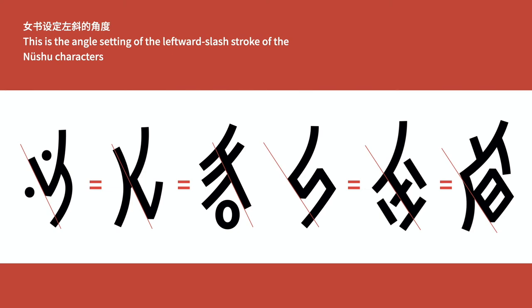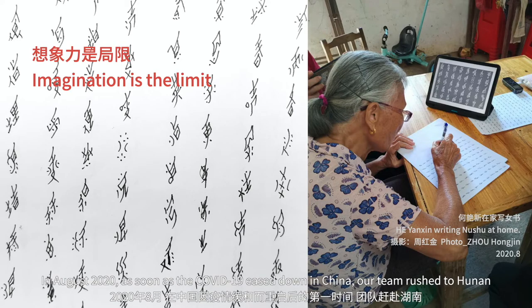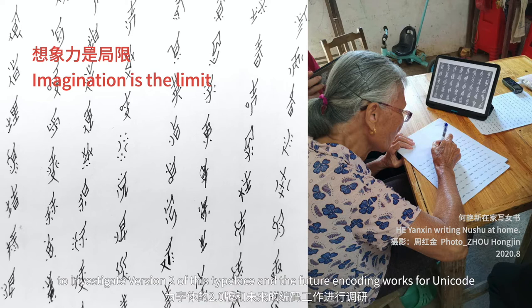Through controlling the angle to enhance consistency, angles of leftward slashes are grouped and angles of rightward slashes are flexible. In August 2020, as soon as COVID-19 was under control in China, our team rushed to Hunan to investigate for version 2 of this typeface and the future encoding work for Unicode.